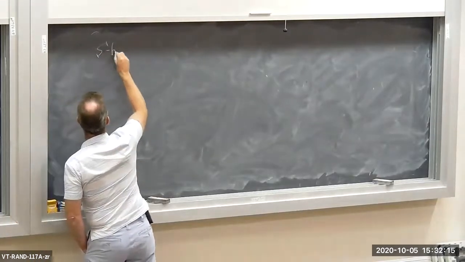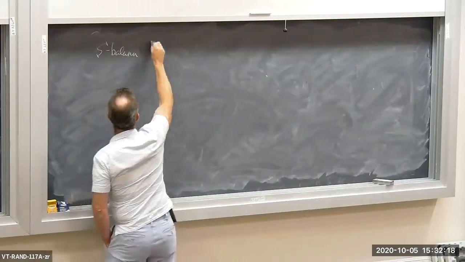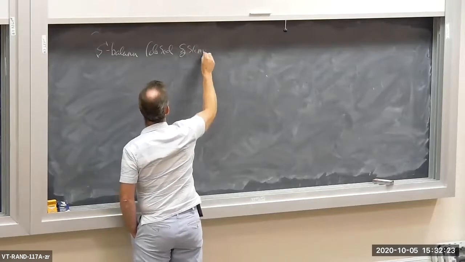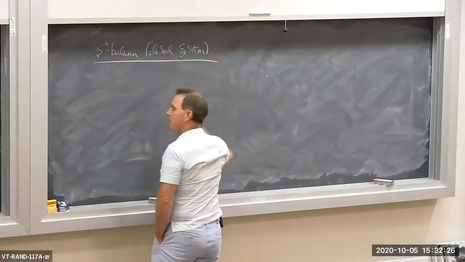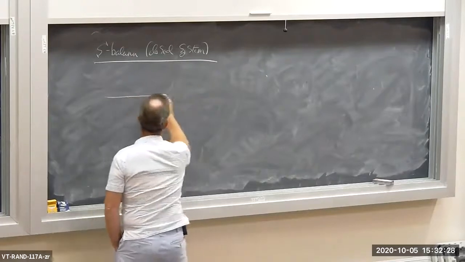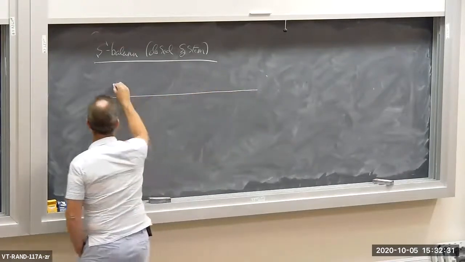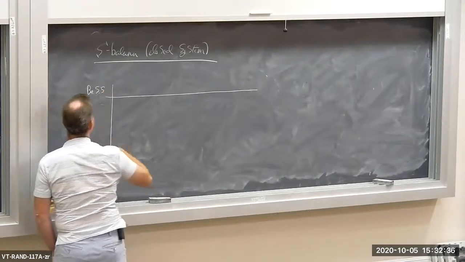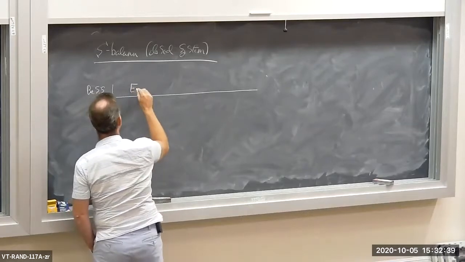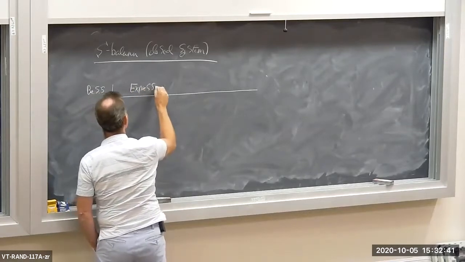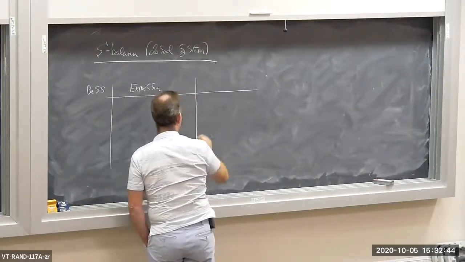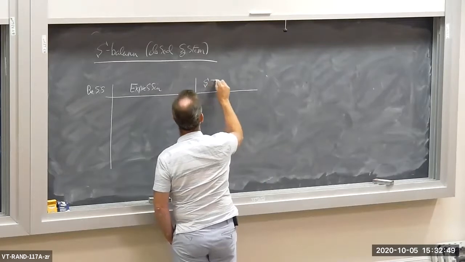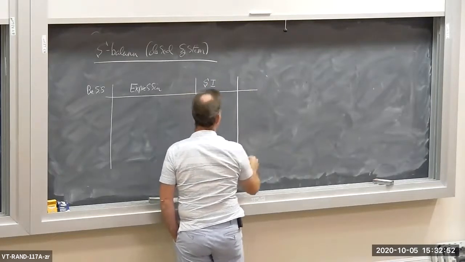S balance, closed system. Let's make a little table here. You've seen this kind of stuff before. We have the basis, equation or expression. And then we have what? Units, SI units, and English units.